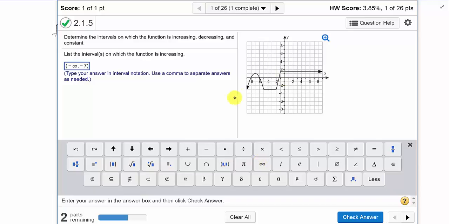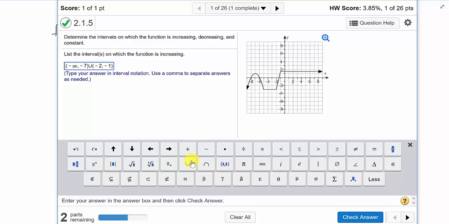Now for what other x values is this function increasing? Well, it looks like between here and here the function is increasing. And if we talk about x values, those x values are just -2 over to -1. So I want that interval in there as well. And the technical way to do this is to use a union to combine two intervals. That's that button right there. And I'll type in the interval -2 to -1. And that should be the answer.